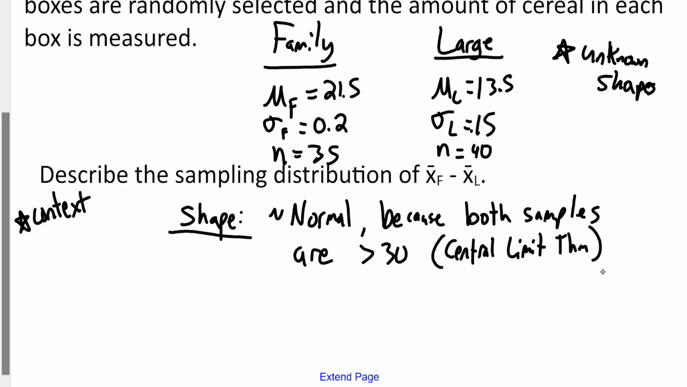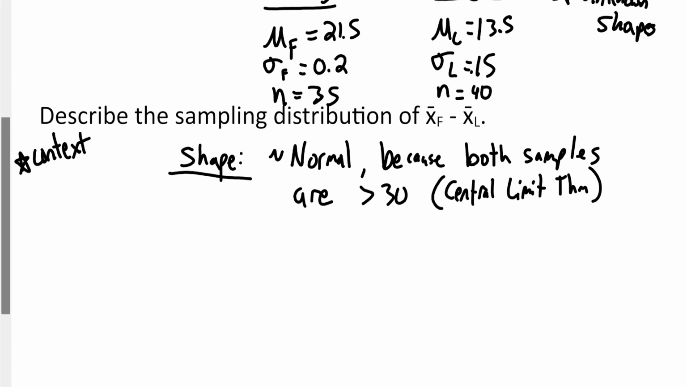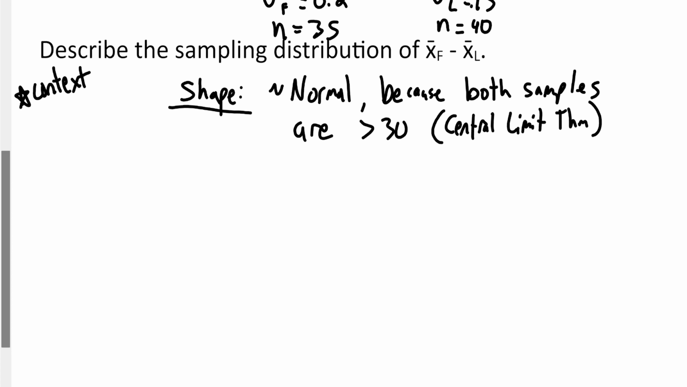As long as we have sample sizes greater than 30, we can assume that the distribution would be approximately normal. So since both of them are, then the combined distribution will also be approximately normal. Let's go to the center. We want the mean, and that would be the mean difference.